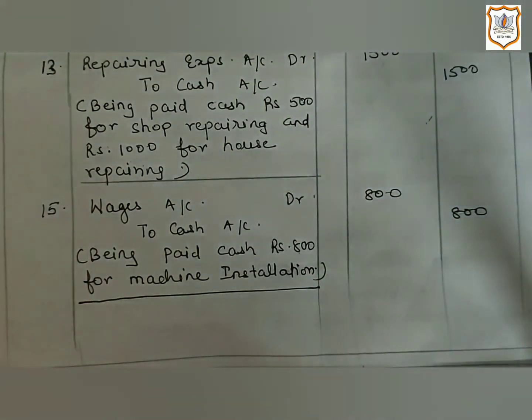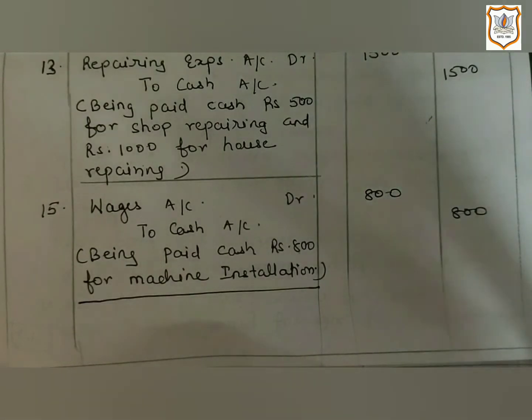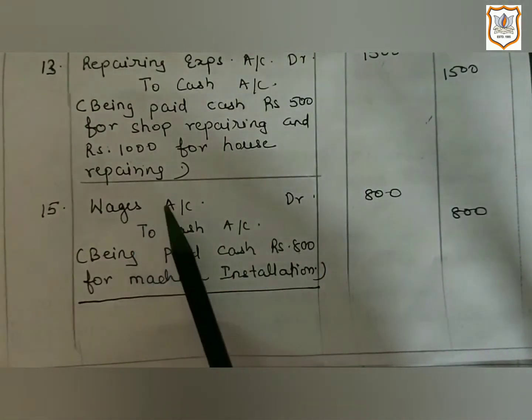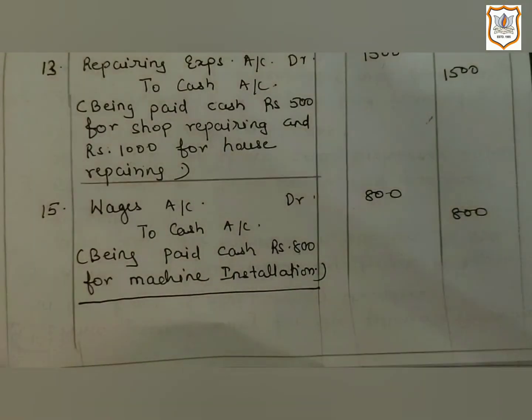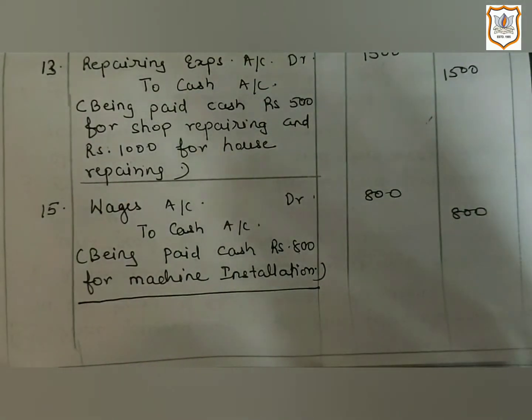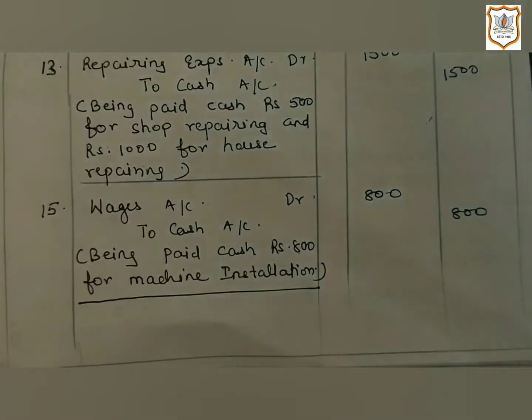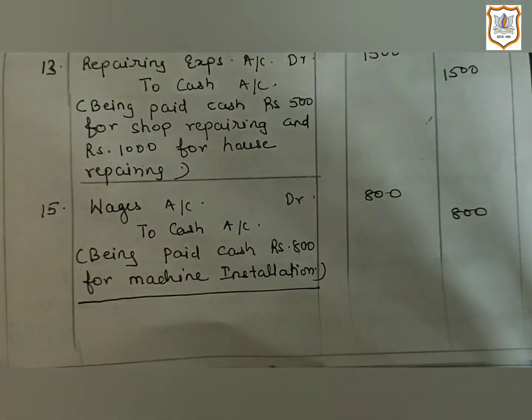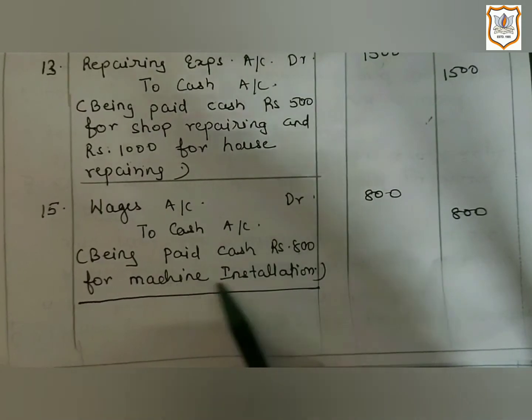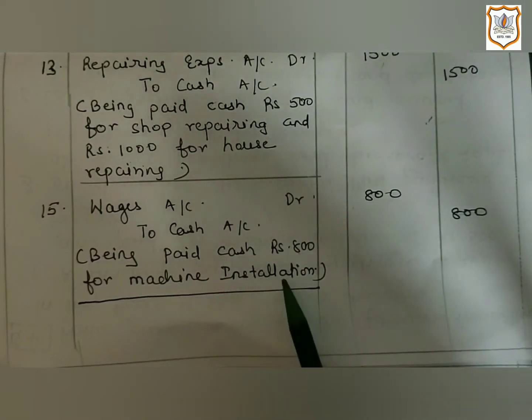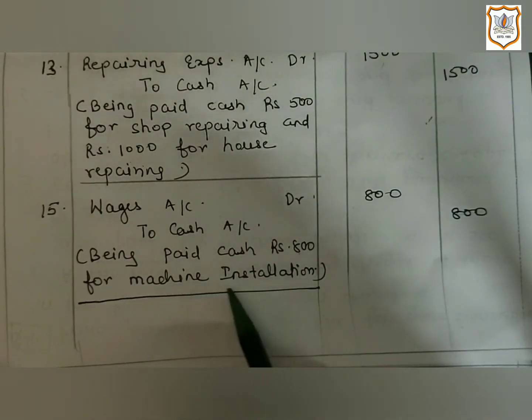Here by mistake, the accountant has considered machine installation expense as a separate expense of the business. That's why he has debited wages account. But as we have already studied, at the time of purchase of any kind of asset, some expenses are to be paid which are related to that respective asset. Here machine installation expense is being paid, which is related to the asset, that is machine.